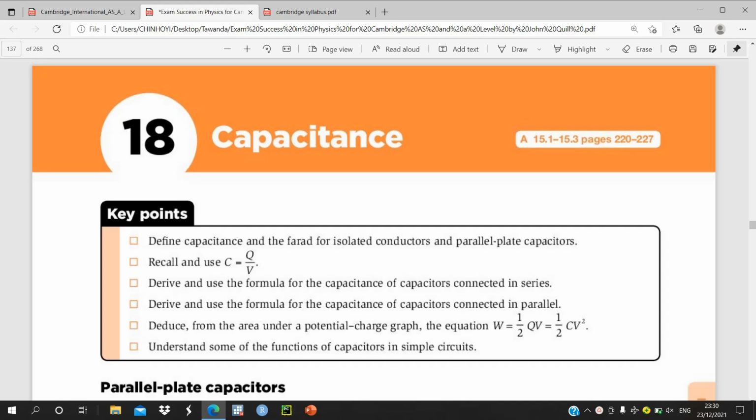We are now moving on to capacitance. Today we want to look at capacitance. So these are the key points that we need to look at.